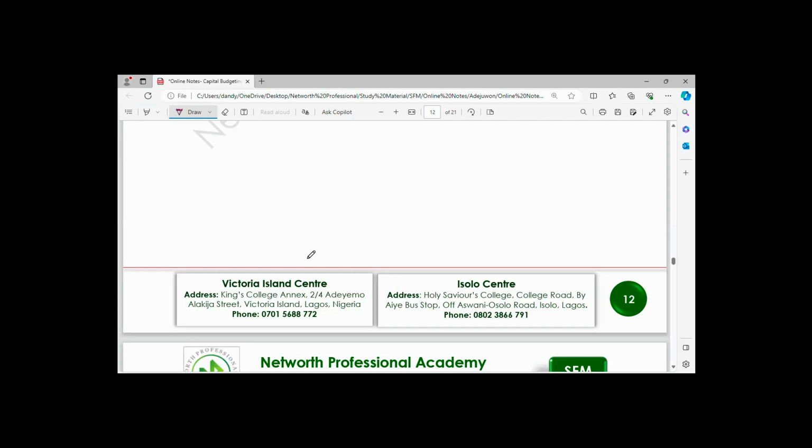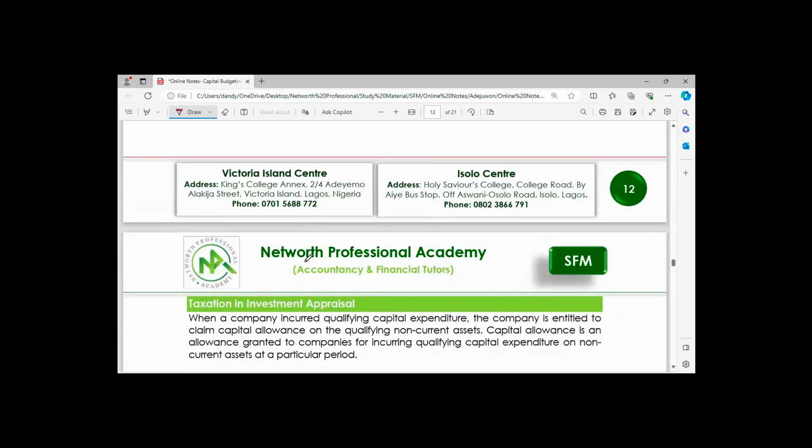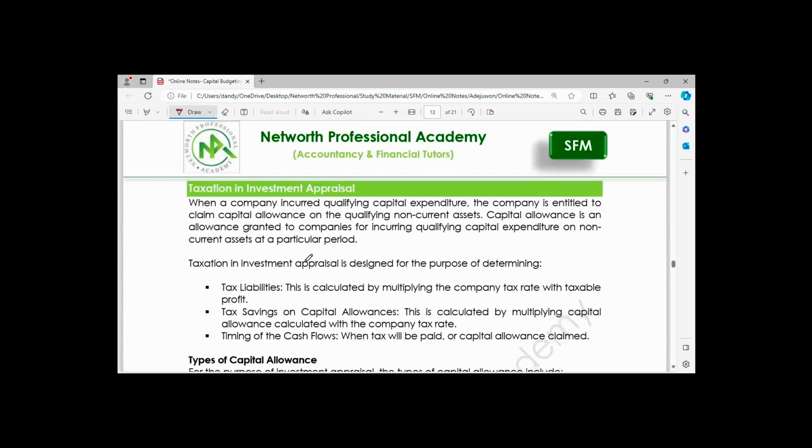Two is to determine tax saved on capital allowance. And three is the timing of the cash flow. You want to know when to pay tax or to claim capital allowance on the qualifying capital expenditure. So those are the three purposes of incorporating tax in capital investments.